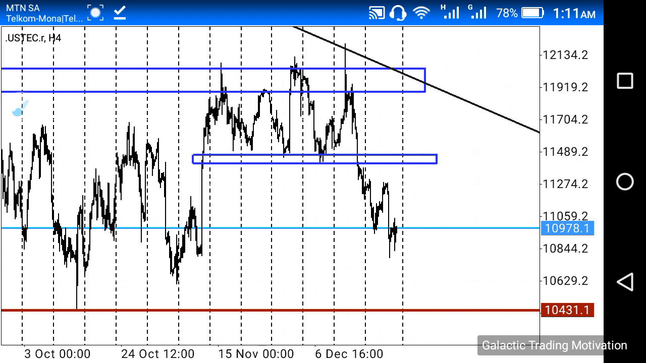And here we are on the H4 chart. On the H4 chart, I'm going to do the very same thing where I add my H4 channel as well.